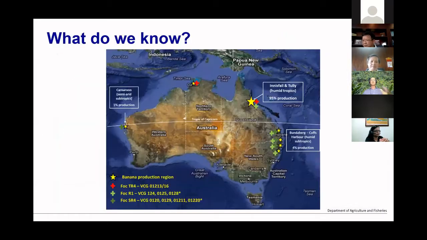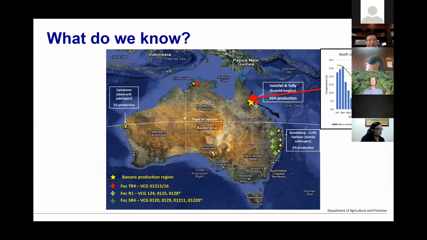So just firstly moving on to the banana production in Australia. There are different VCGs of Fusarium in the different banana producing locations, as Stuart Lindsay pointed out in the first series of presentations. Each production area has its own unique geographical features. Our main production area is in the northeast of the country, in the humid tropical area, which is relatively warm and wet year-round, producing around 95% of our bananas.